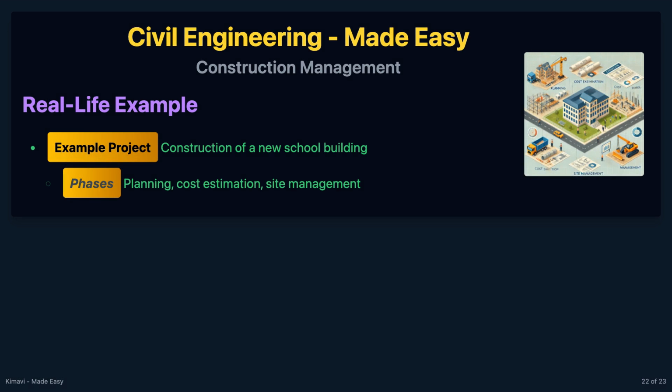Consider the construction of a new school building. The project planning phase would involve defining the scope, creating a work breakdown structure, scheduling tasks, allocating resources, and identifying risks. Cost estimation would involve calculating direct and indirect costs and adding a contingency amount. Site management would ensure the construction site is well organized, safe, and that the work meets quality standards. Effective communication would keep all stakeholders informed and involved throughout the project.